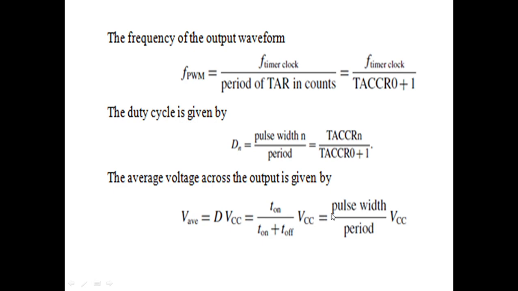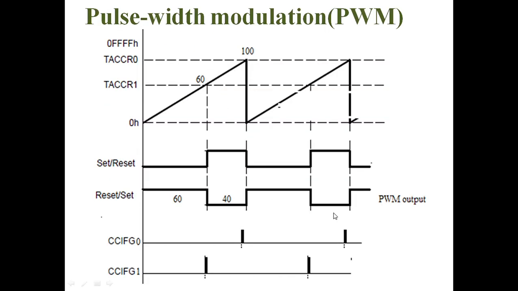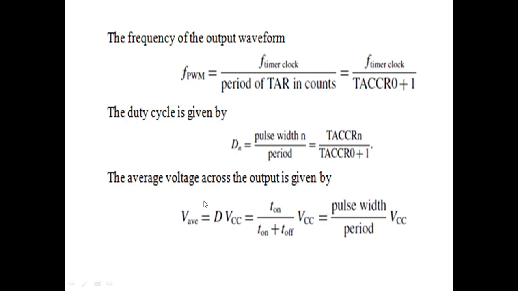So here, on time is, in case of active high loads, 40. Here in the reset or set mode, on time is 60. On time is 60 here. So 60 by 100 into VCC.